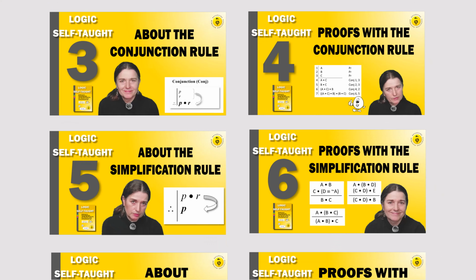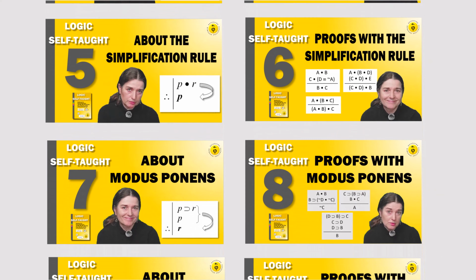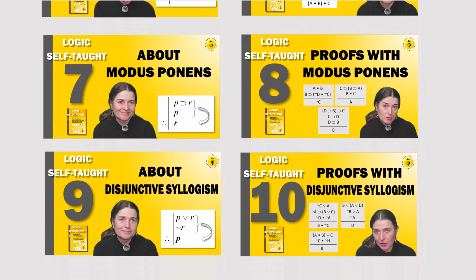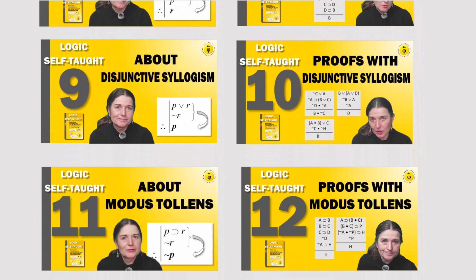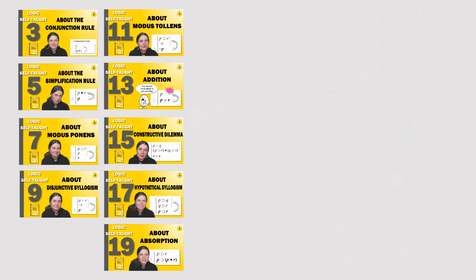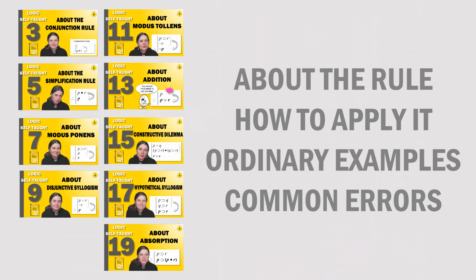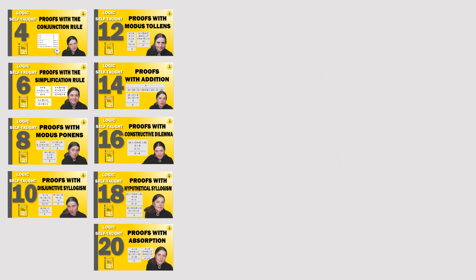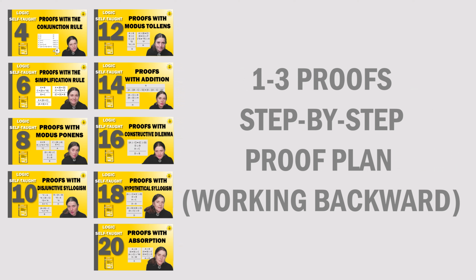The next 18 videos are devoted to the 9 inference rules we will learn. For each rule, there is one video about the rule and one video about proofs with the rule. In the first of these videos, I usually focus on how to apply the rule, what mistakes to watch out for. I also give some ordinary examples of inferences that the rule justifies. In the second video, I go through 1 to 3 simple proofs step by step. Each proof is preceded by a plan obtained using the working backward strategy.